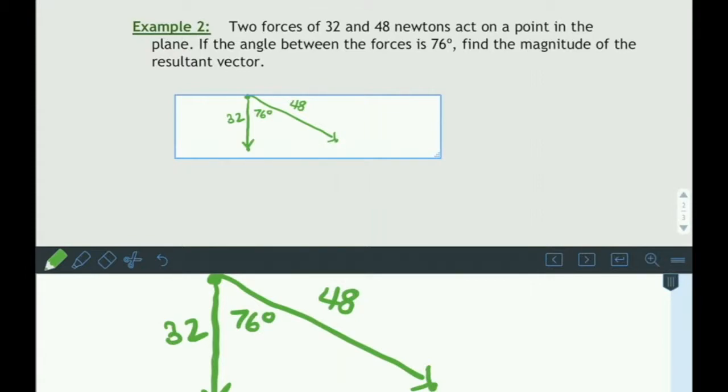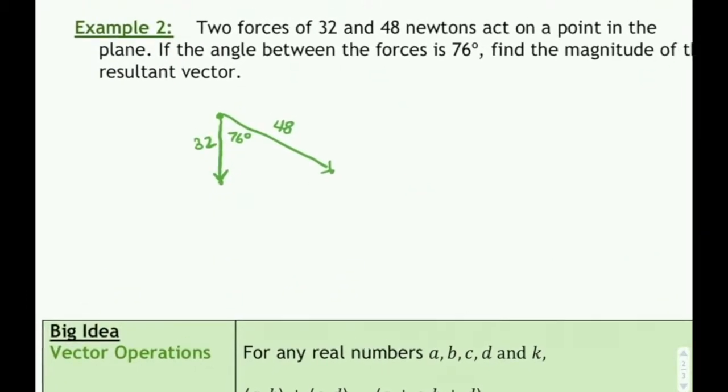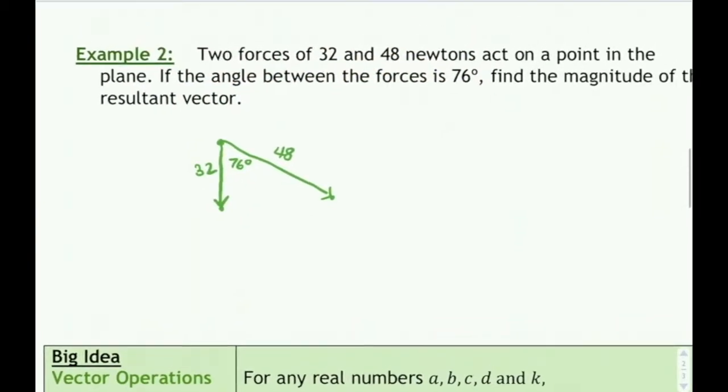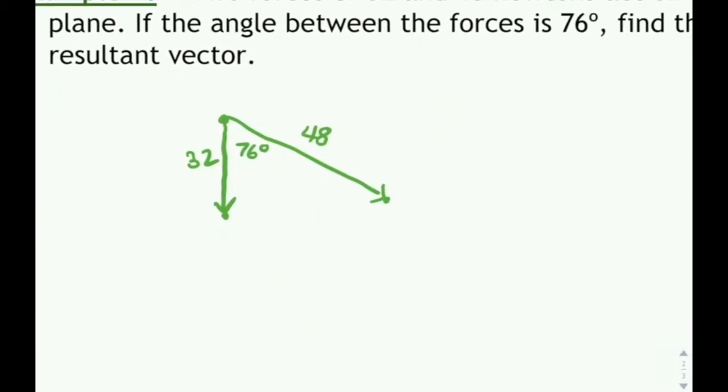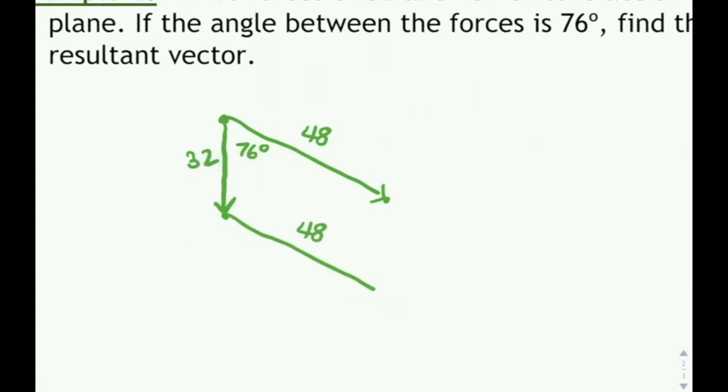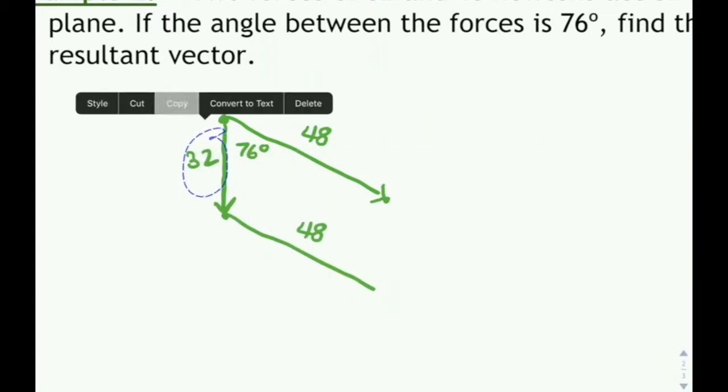If I'm trying to find the magnitude of my resultant vector, remember your resultant vector is what you get if you add these two vectors together. A lot of times when we did individual additions, we just put them end to end. But for our situation here, it actually makes more sense to use that parallelogram rule and turn this into a parallelogram and think about it that way. So let's get your resultant vector here by creating a parallelogram. I'm just doing some copying and pasting.